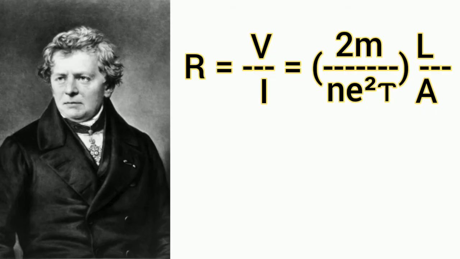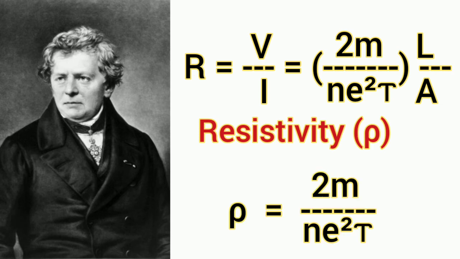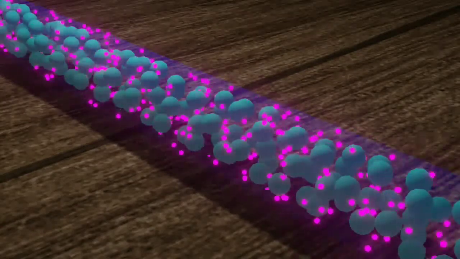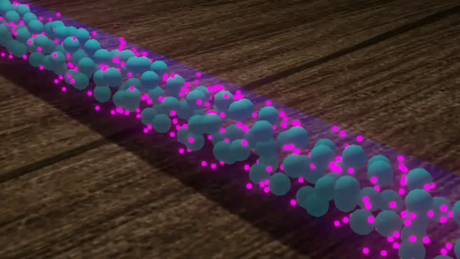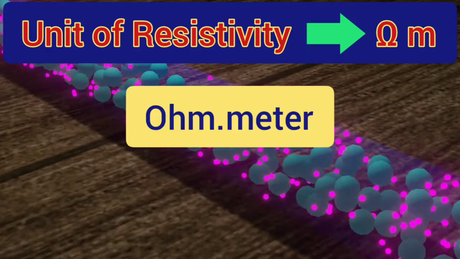The expression inside the bracket is called the resistivity of the material of the wire, and symbolized with Greek alphabet rho. Or resistivity rho equals 2m by N e square tau. Resistivity is a property of the matter. In SI system, resistivity is measured in ohm meter.